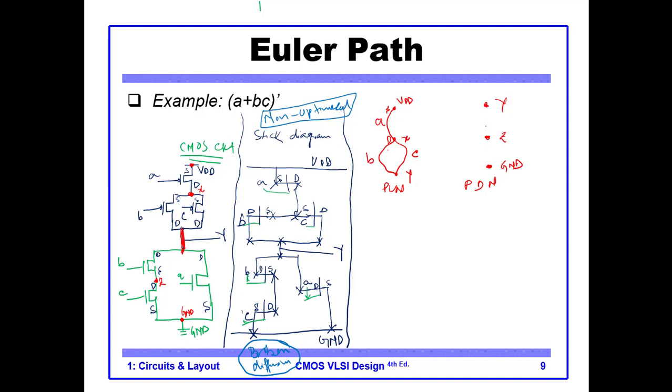Okay, so from Y to Z I have transistor B. From Z to ground I have transistor C. From ground to Y I have transistor A. Okay, so this is the Euler graph for the pull down network.